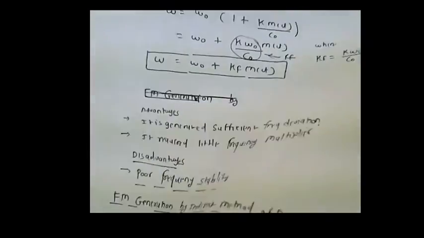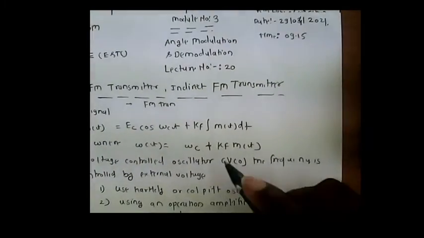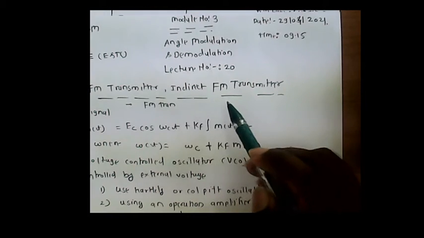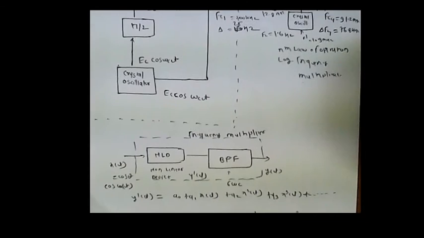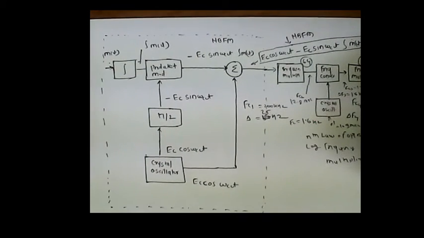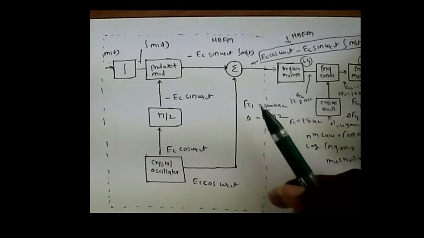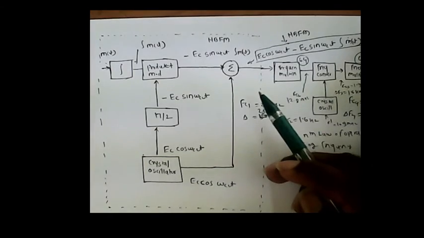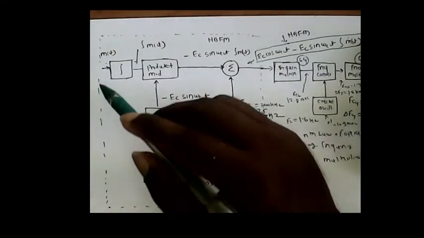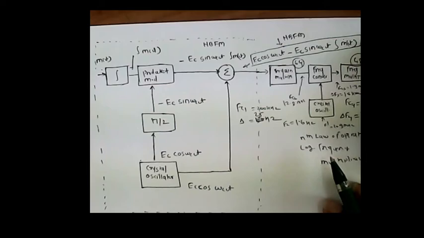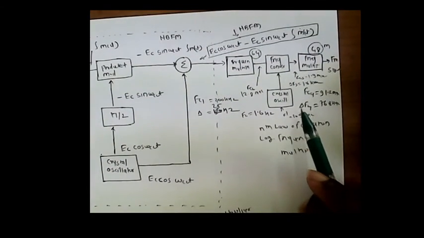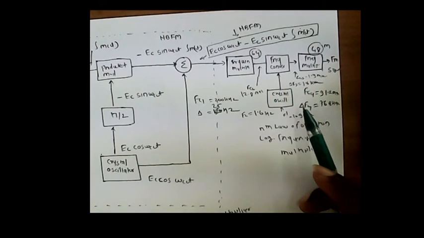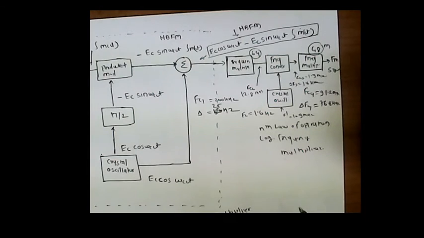Now the second method which will be discussed in this lecture is the indirect FM transmitter. Here we consider a block diagram of it, first for the generation of narrow band frequency modulation. The dotted line, the lower part, is the construct for the narrow band frequency generation. The remaining part is for the indirect FM transmitter method by Armstrong.